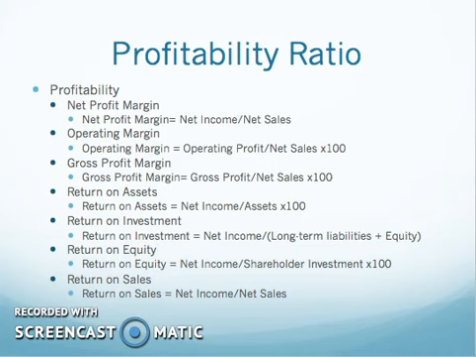The return on assets measures the ability to create profit through its assets. Return on investment measures the income earned on invested capital, whereas the return on equity measures how much is made on each of the investor's dollars. And last, the last profitability ratio is the return on sales. This measures the net income dollars generated by each dollar of sales.